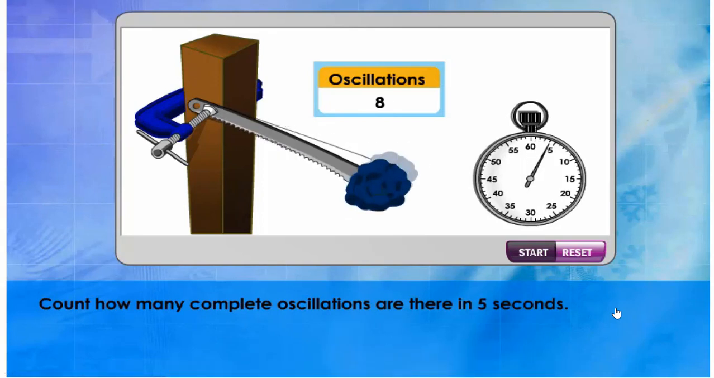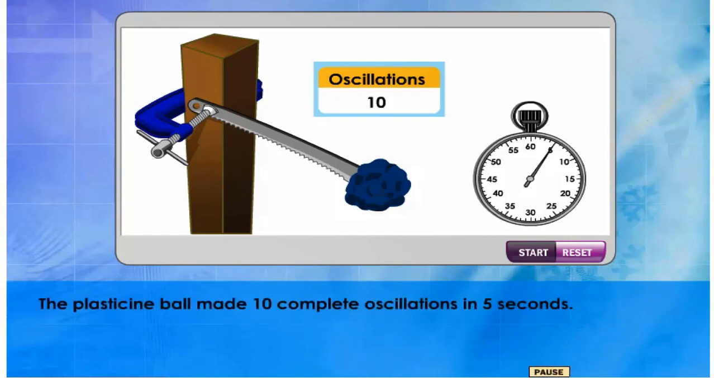So count how many complete oscillations there are in 5 seconds. So we have 10 complete oscillations in 5 seconds. So the pendulum ball made 10 complete oscillations in 5 seconds. So first question.